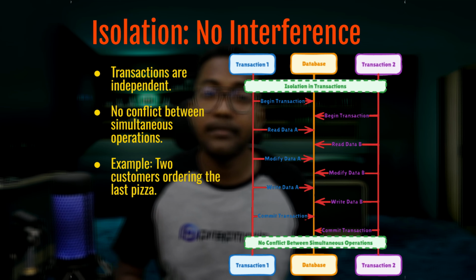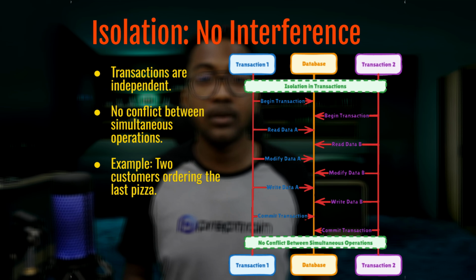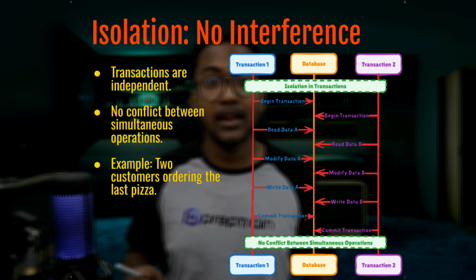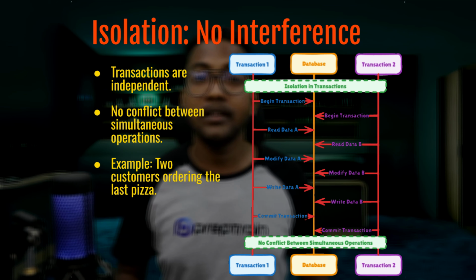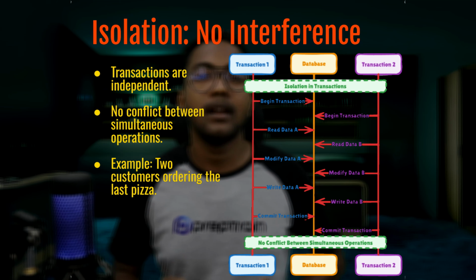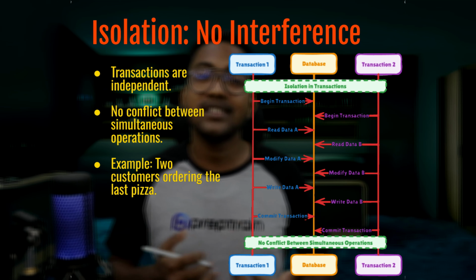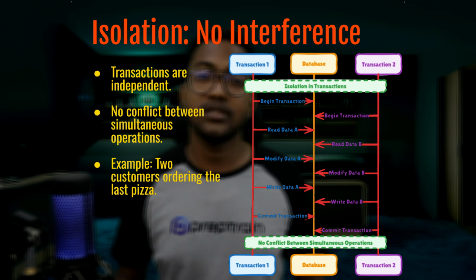For example, if two customers try to purchase the same item at the same time, isolation ensures that only one transaction will go through and the other will either wait or fail based on the system logic. Isolation is especially important in systems where multiple users are interacting with the database at the same time, like e-commerce platforms or banking systems. Without isolation, transactions could end up overwriting each other, leading to incorrect data or lost updates.